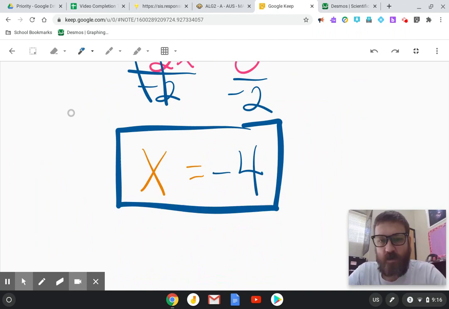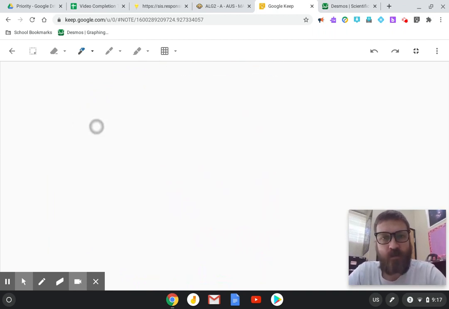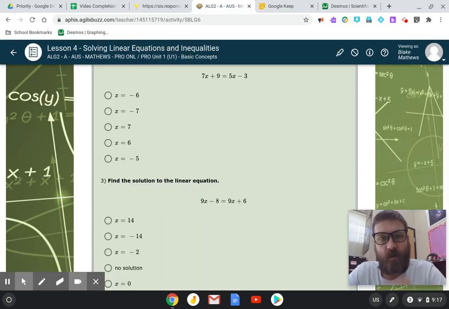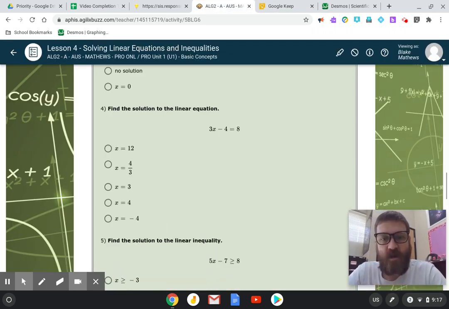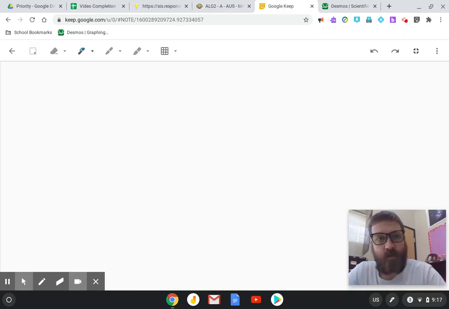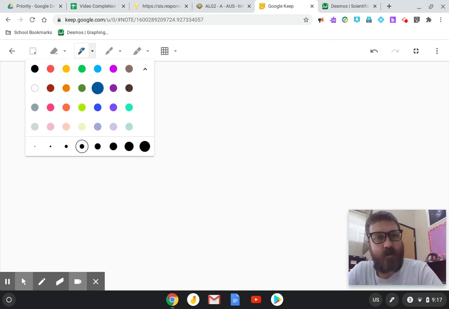So that's one example. I'm going to do a couple more examples just to make sure I cover all the material they have in here. Let's just make up another one. Let's say we have 4x. I'm sorry, I wanted to change colors there.